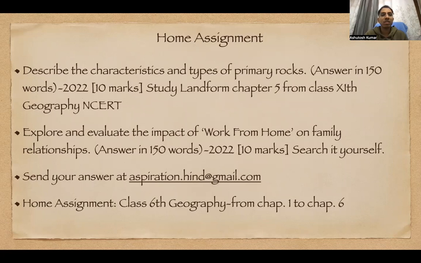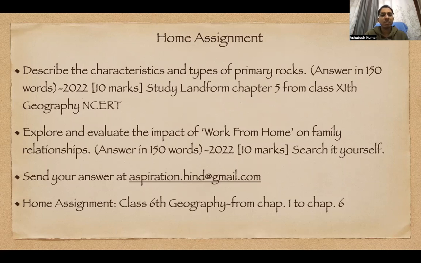So the first question asked: describe the characteristics and types of primary rocks, and it's from the static portion. So you should remember it and you should read it time and again. Okay. And it's basically from NCERT or GC Leong.